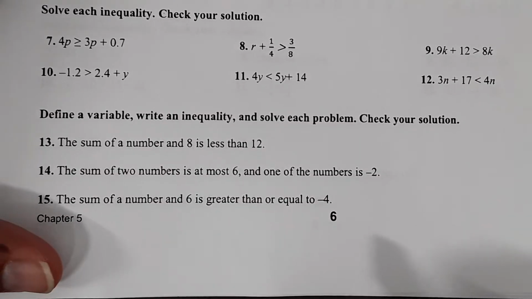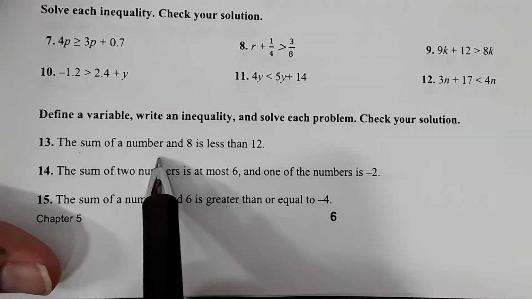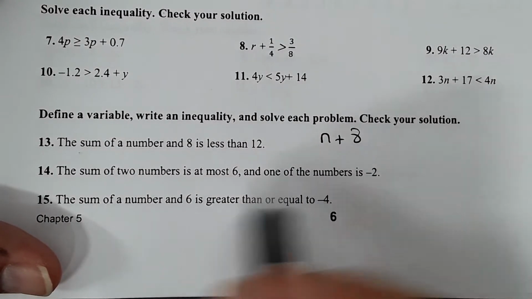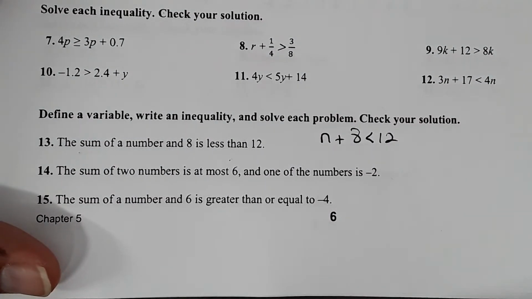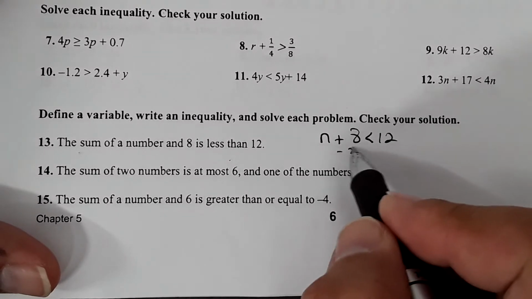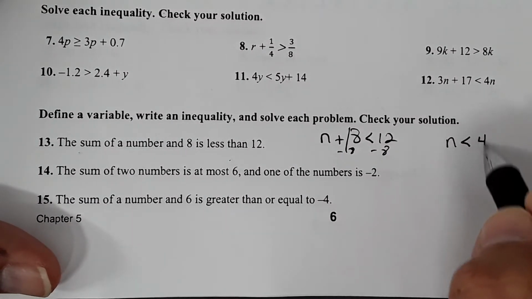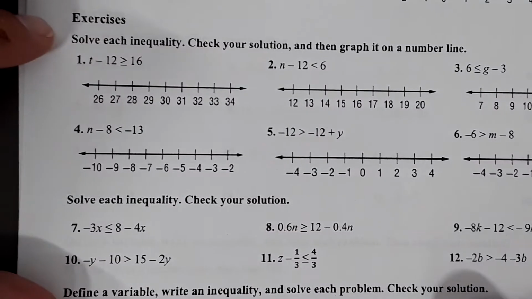Let's look at a word problem. The sum, adding, of a number and 8. So the sum of a number and 8 is less than 12. Bingo. Take away 8 from both sides, and I've got n is less than 4. Okay, so let's look at another couple of examples.